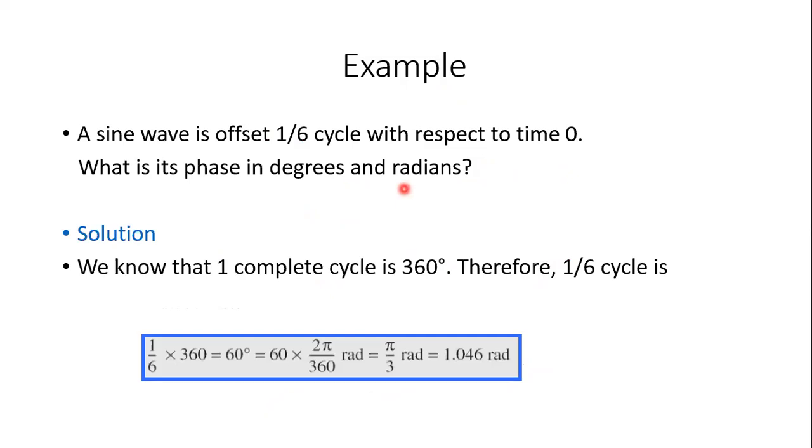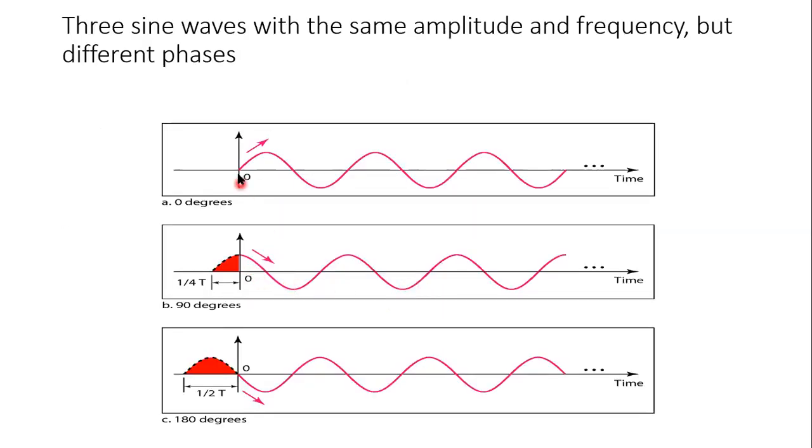Let us take an example. A sine wave is offset 1/6 cycle with respect to time 0. What is its phase in degrees and radians? One complete cycle is 360 degrees.